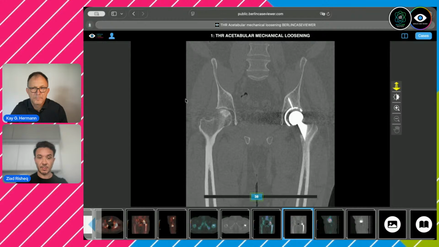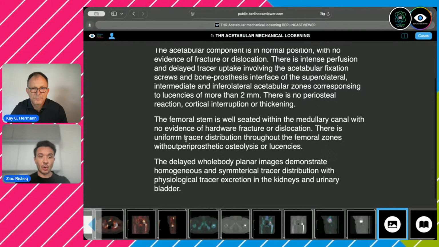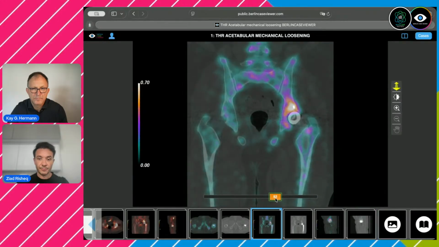This patient had bilateral avascular necrosis, and she had hip replacement on the left side, but still they didn't intervene on the right side. So again, if we look at the femoral stem, it is in normal position. We don't have any kind of hardware fracture or dislocation, and there is a uniform tracer uptake around the femoral stem.